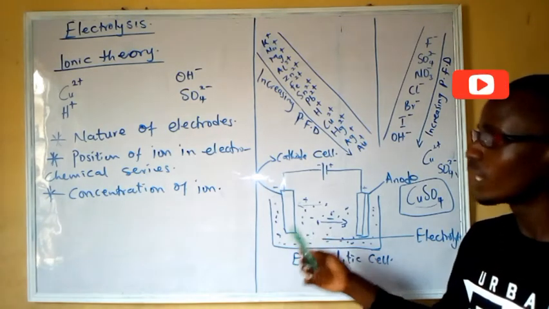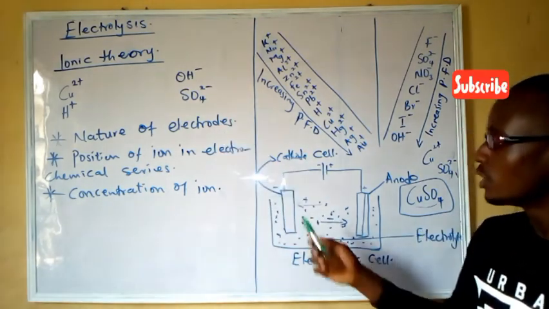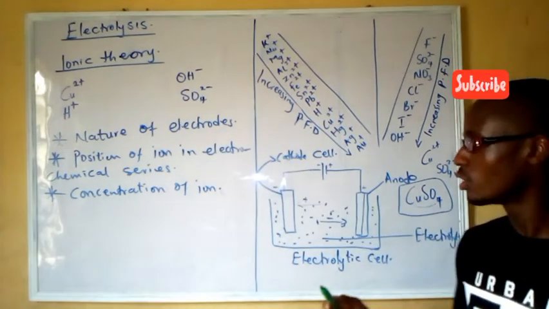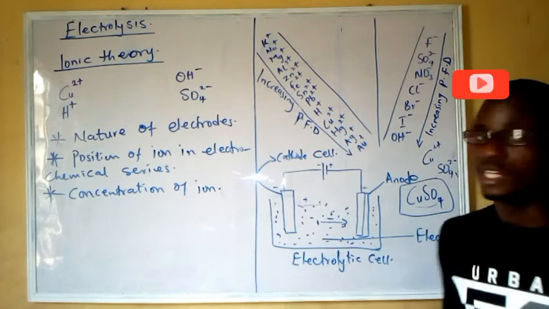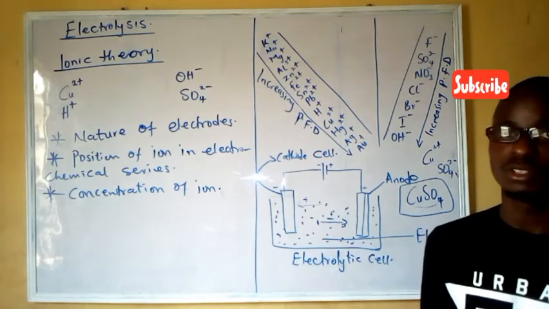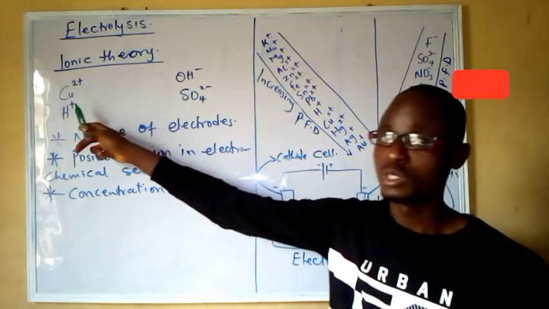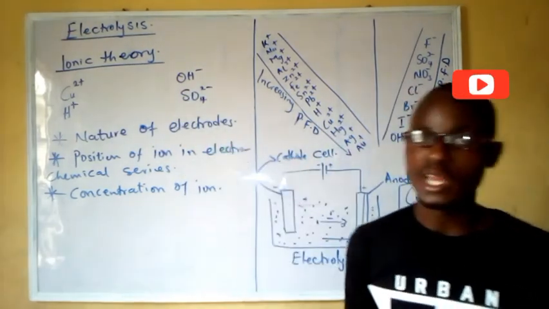So if normally Cu2+ and H+ migrate to the cathode, which will be discharged preferentially, we can decide by looking at the property they have. Talking about nature of electrode, none of these ions naturally reacts with the electrode if it's carbon. So in this case of the electrolysis of CuSO₄, there is nothing like nature of electrode.